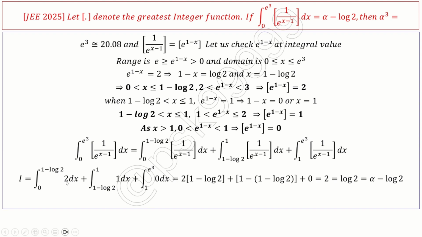This is nothing but 2x. So 2 times, if I apply limits, 1 minus log 2, because the lower limit is 0, so we don't need to do that.